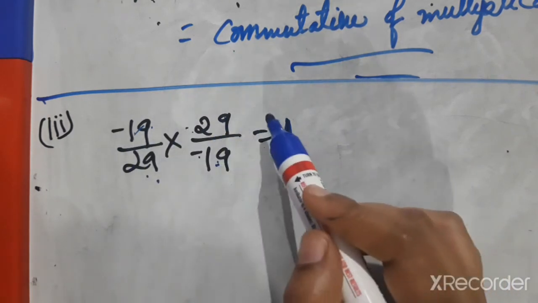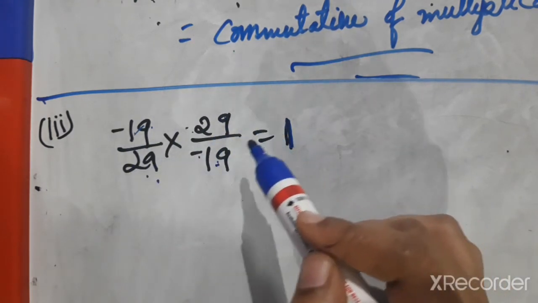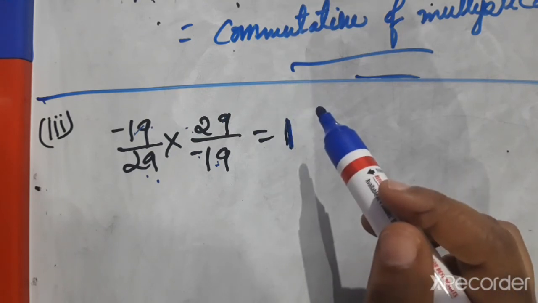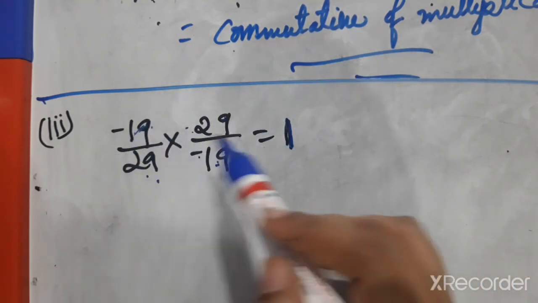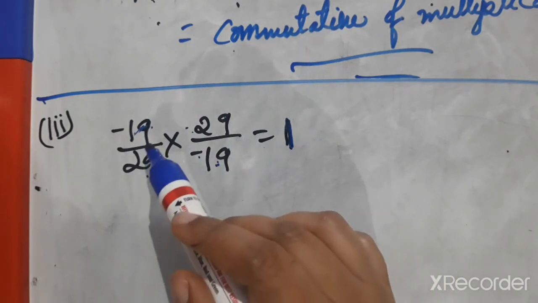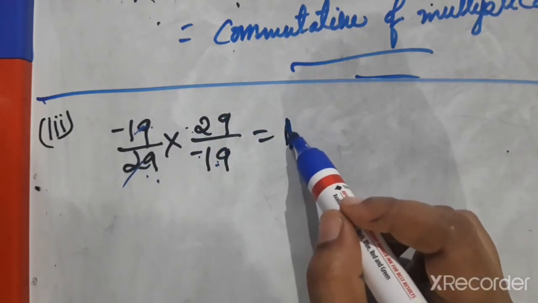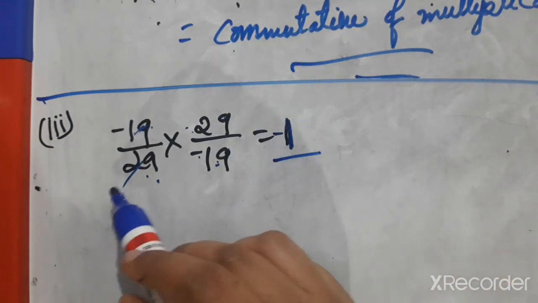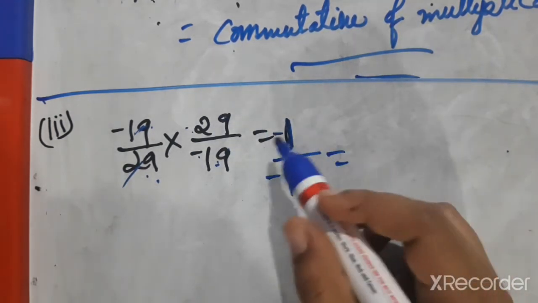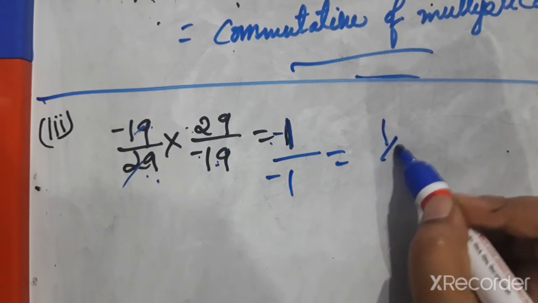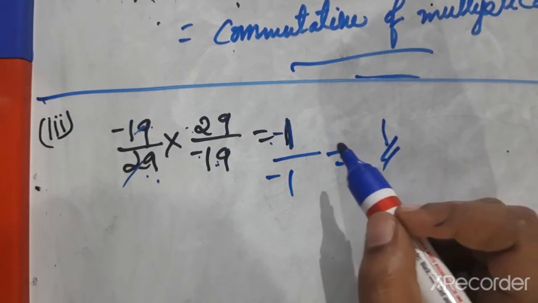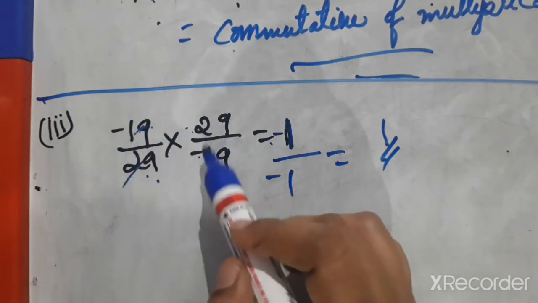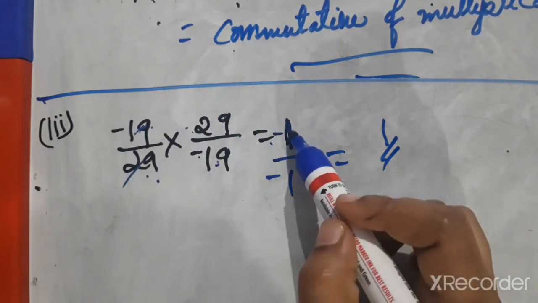Minus into plus is minus, plus into minus is minus. So minus 1 by minus 1 means it becomes plus only. So 19, minus 19 cancel, 29 cancel. So the answer is minus into plus is minus 1 by plus into minus is minus 1, so minus into minus is 1. This is the answer. Or we can say both cancel, 19, 29 cancel, and the answer is 1.